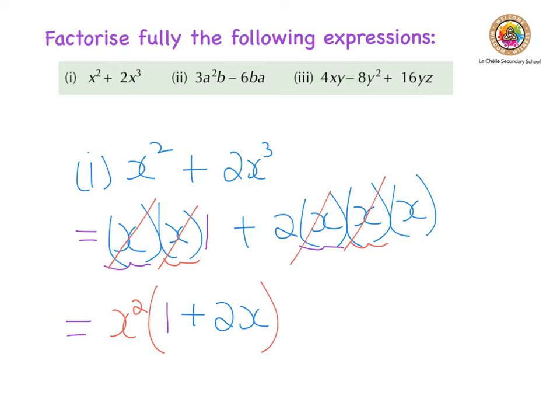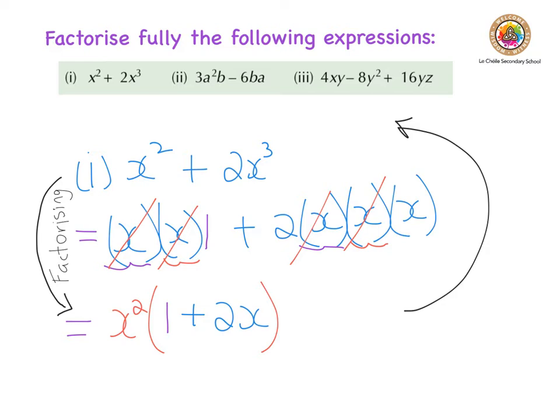I can see that moving from here to here, so moving from the top line down through listing my different factors and then taking out the highest common factor, well, I can see that method there is factorising. But if I think back to what I've been doing up until now with algebra, what have I been doing? I've been expanding. So these operations are the exact opposite, the exact reverse of each other.